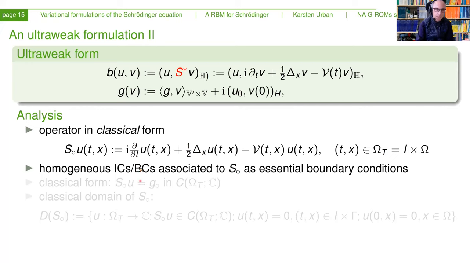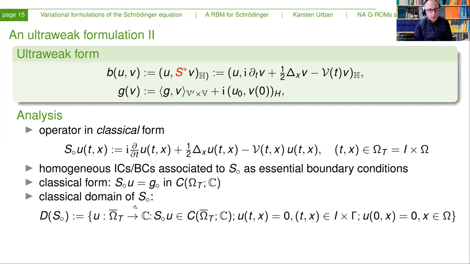Okay? That means in classical form, we can write down the Schrödinger equation pointwise as S circ U is equal to G circ, where G circ is also the classical form of the right-hand side, which is now posed in the space of continuous functions in time and space, complex valued. The next ingredient that we need is the classical domain, namely the domain or the set of all those functions such that the application of S circ is still continuous.